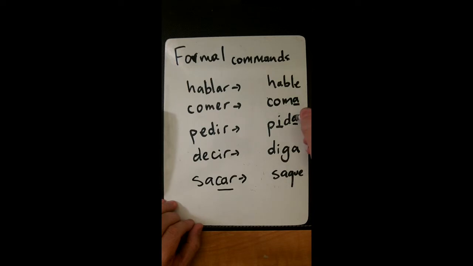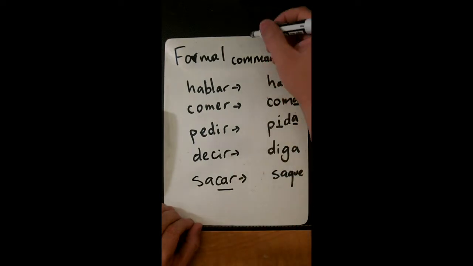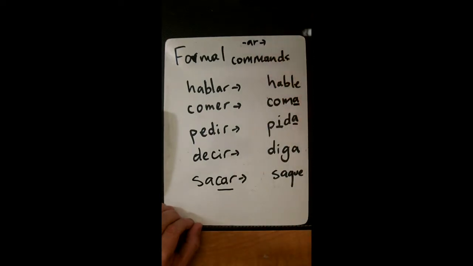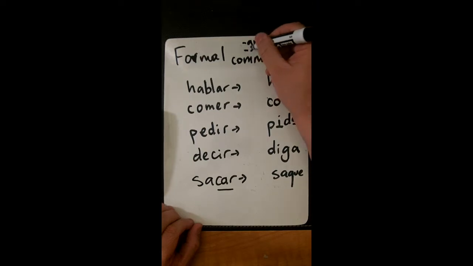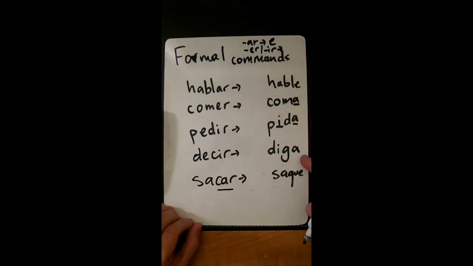See? So what is going on? How do we form a command, a formal command in Español? Okay? So if the verb is AR, then we're going to put what? E. Muy bien. How about if it is ER or IR? What do we put? E. Okay? If it is AR, E. Okay? Muy bien.